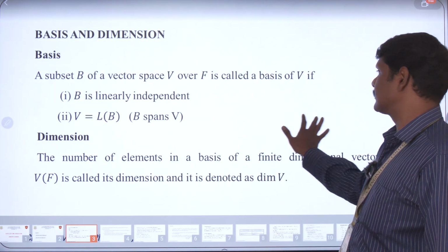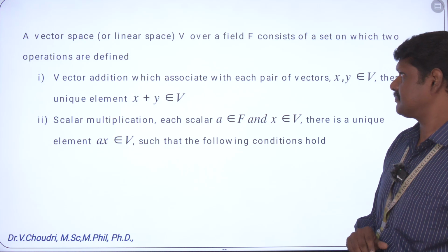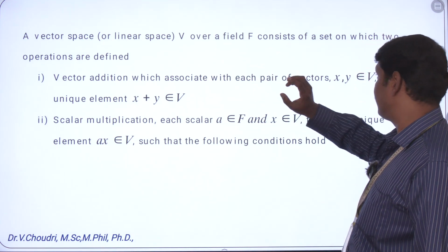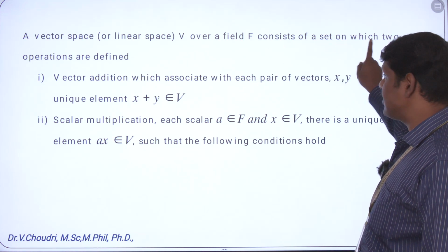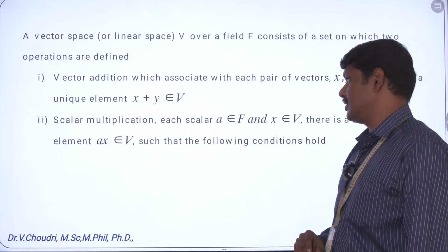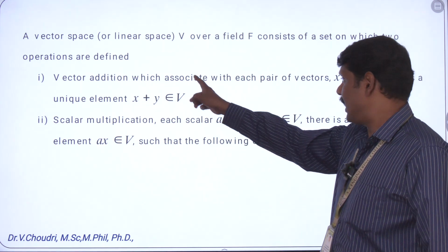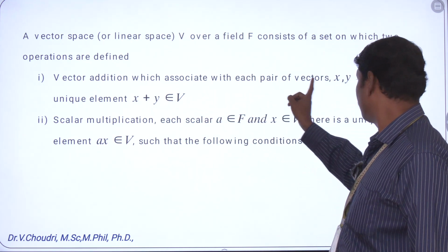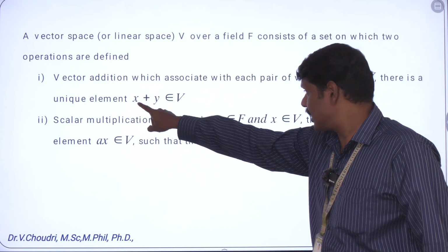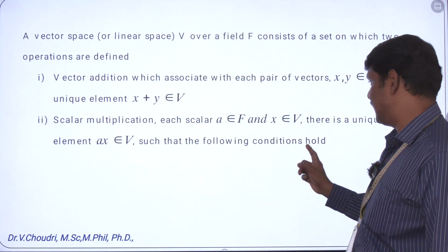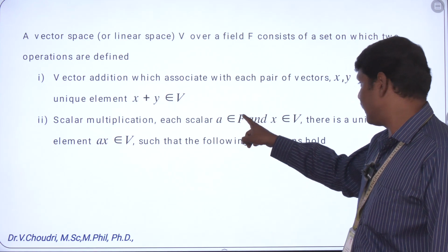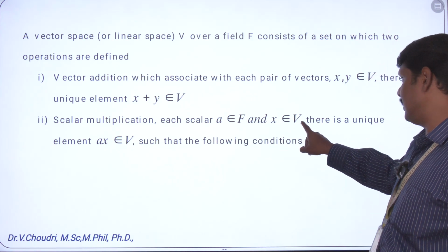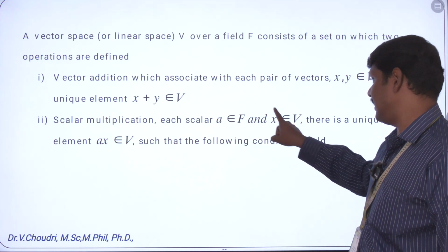Let us discuss what a vector space is first. A vector space V over a field F consists of a set on which two operations are defined. Okay, I am taking two elements x, y from V; there is a unique element x plus y belonging to V. Then scalar multiplication: I am taking the scalar a from the field and the element x from V, then the combination a times x belongs to V.